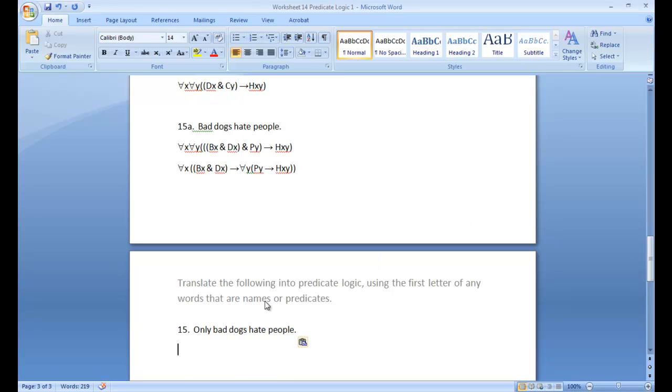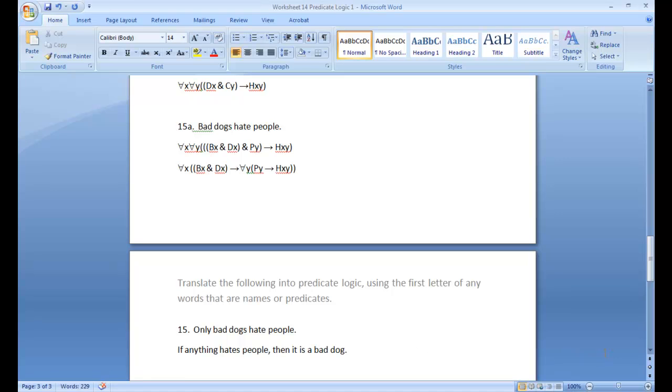So getting back to 15, only bad dogs hate people. Well, what's that saying? Well, we know how "only" works. Only bad dogs hate people means that if something hates people, then it's a bad dog, right? If something, or if anything, hates people, then it is a bad dog.